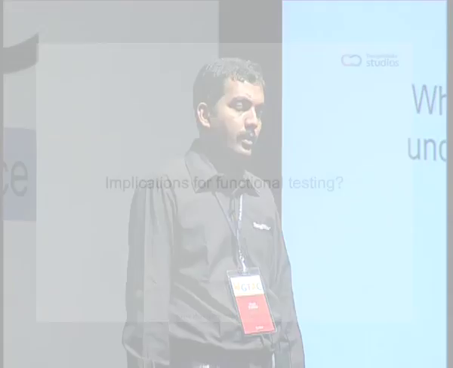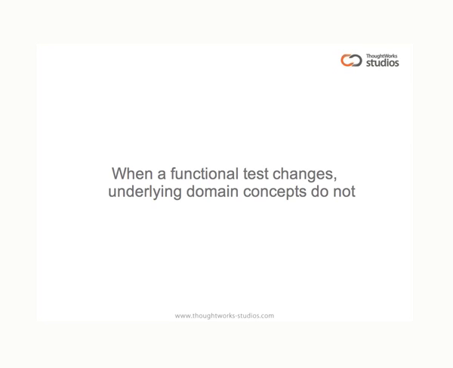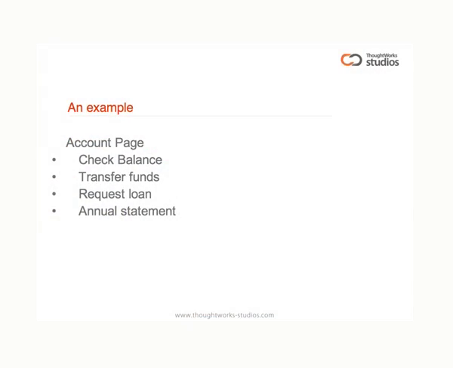So what implications does all of this have for functional testing? When a functional test changes, the underlying domain concepts do not. So like I said earlier, coming back to my banking example, let's say that the way that we transfer funds from one account to the other changes. Previously, we had to go to a different page, enter the target account number, click on OK, maybe wait for a confirmation, and then go ahead with that. We could have a change which makes the user interface a lot more streamlined, makes it Ajaxy, just allows you to do everything with a single click in a single page, right?